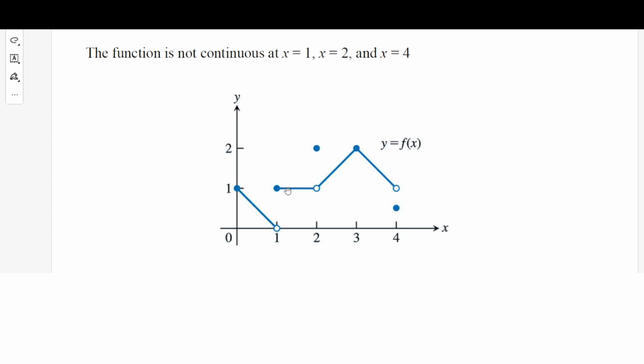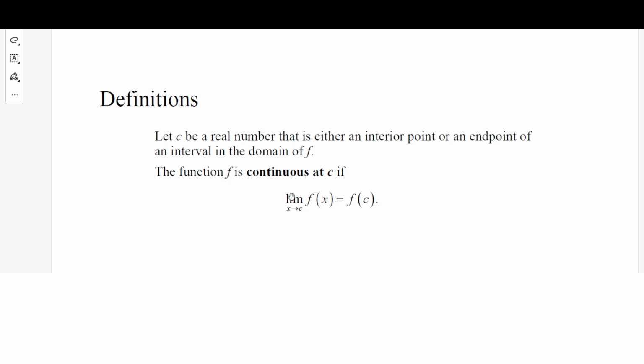So if you go back to the previous picture here, you see the limit of this function when x approaches 2 is 1, because it's going to approach 1 from the left side and the right side. But because the value of the function at 2 is different from the limit of the function, this is not continuous at 2. Okay, so a function is continuous if the limit of the function when x approaches c is equal to the value of the function at that point c.